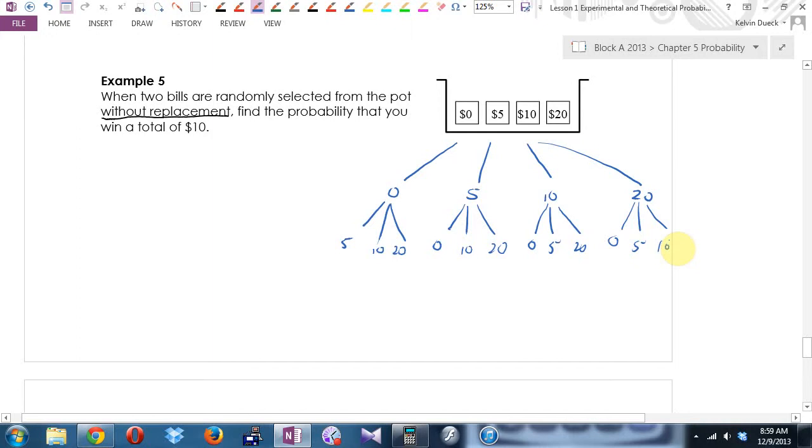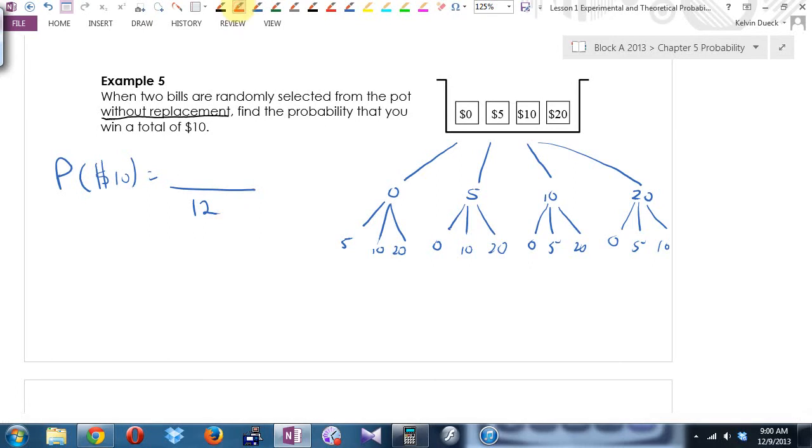Yeah? If you do a good tree, then I argue, Brandon, the question kind of falls apart because the probability that we win exactly $10, first of all, what's it going to be out of? 12. And where do I win exactly $10? Here. Here. I think that's it. Just those two branches. Yes, if I walk down the branches? 2 out of 12.